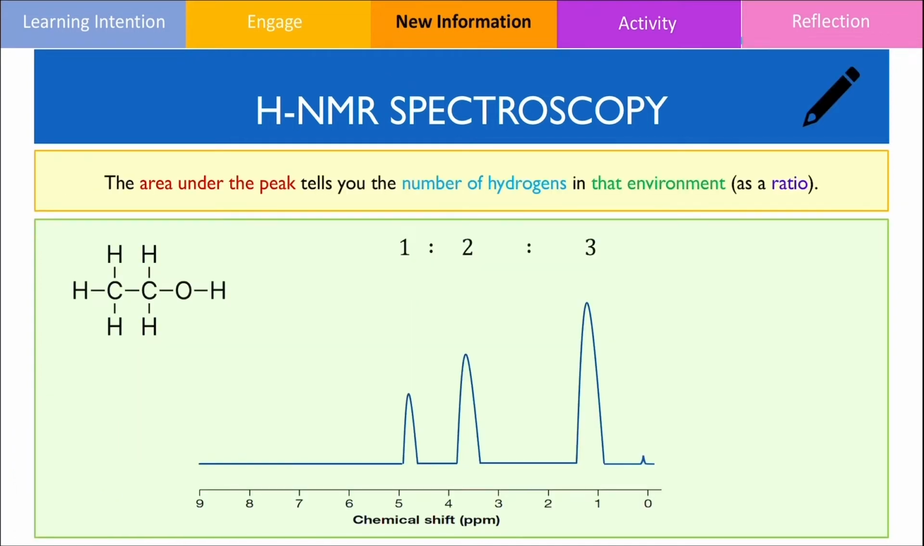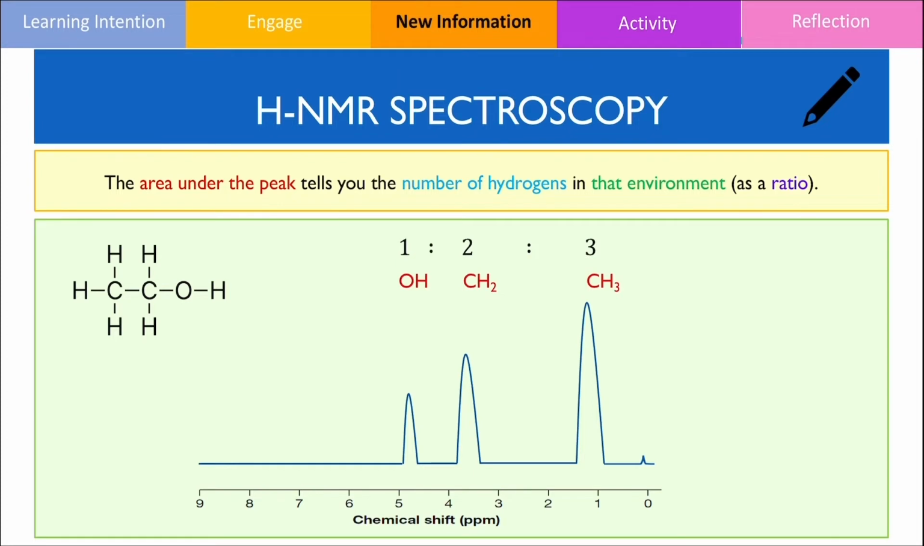The area under the peak of each signal tells us the number of hydrogens in that environment as a ratio. Using the exact same example, we can see that the ratio is 1 to 2 to 3. What this suggests is that there is 1 hydrogen in this particular environment, 2 hydrogens in this environment, and 3 hydrogens in this environment. Hence, we can deduce that the first signal is caused by the OH, the second signal is caused by the CH2, and the third signal is caused by the methyl group.